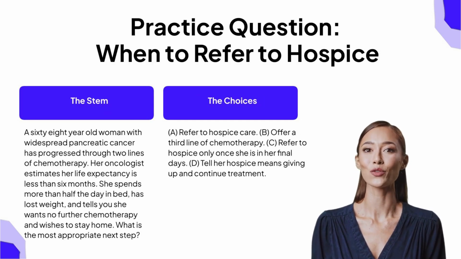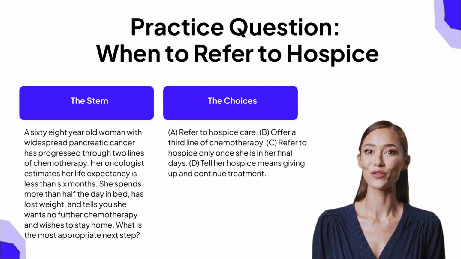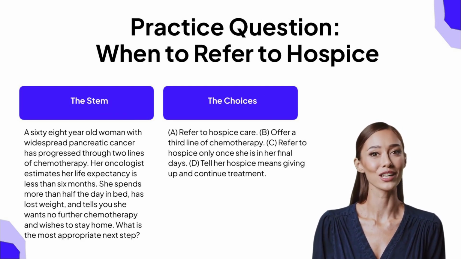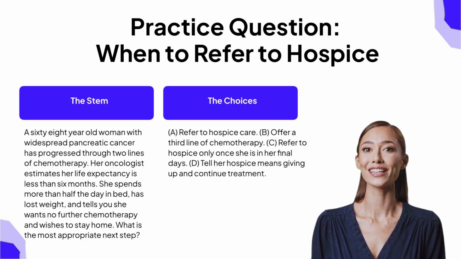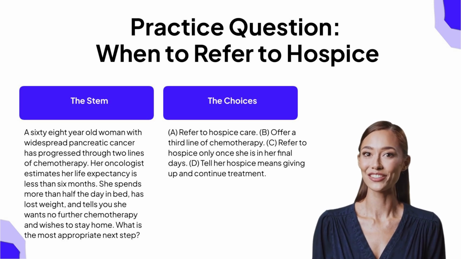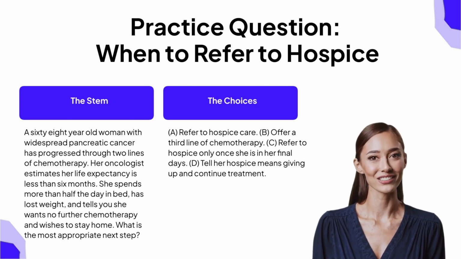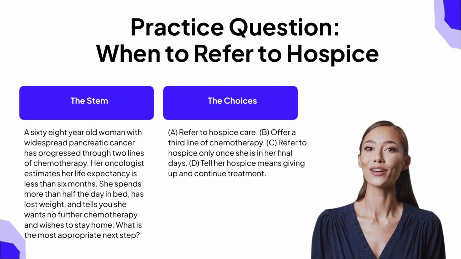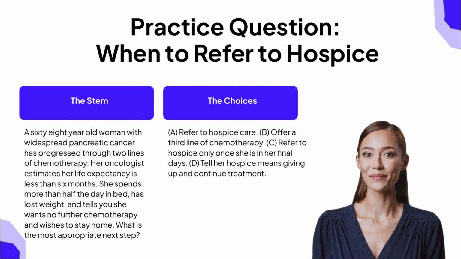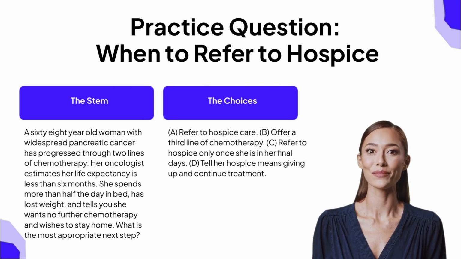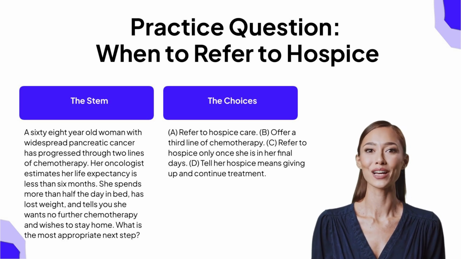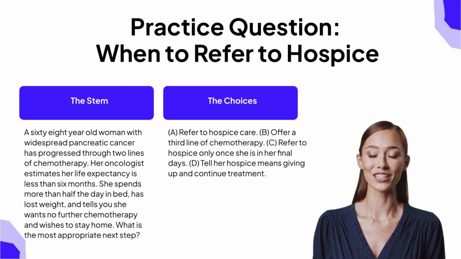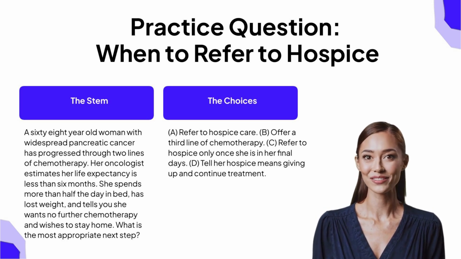Our fourth and final question. A 68-year-old woman with widespread pancreatic cancer has progressed through 2 lines of chemotherapy. Her oncologist estimates her life expectancy is less than 6 months. She spends more than half the day in bed, has lost weight, and tells you she wants no further chemotherapy and wishes to stay home. What is the most appropriate next step? Your choices are to refer to hospice care, to offer a 3rd line of chemotherapy, to refer to hospice only once she is in her final days, or to tell her hospice means giving up and continue treatment.